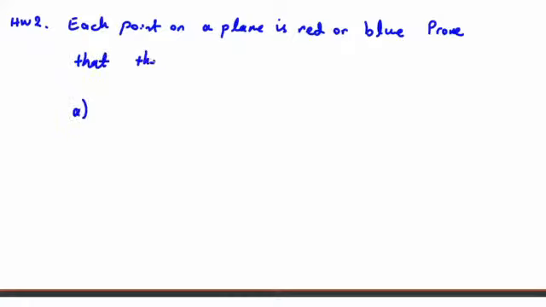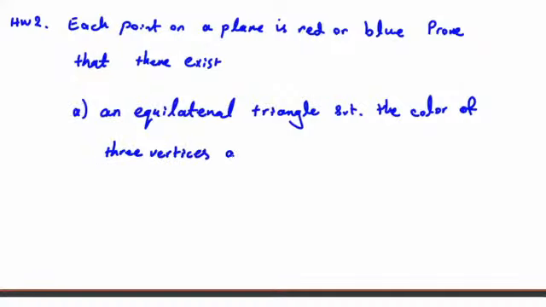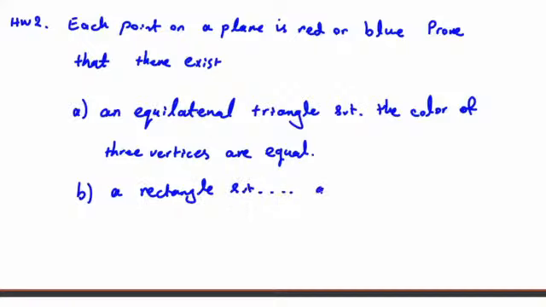Part A. There exists an equilateral triangle such that the color of three vertices are equal. For example, part B, a rectangle such that again the color of all vertices is equal.